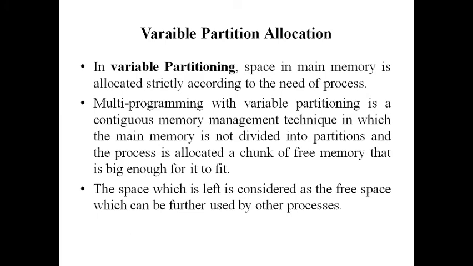The second one is variable partition allocation. So in variable partition allocation, what happens? Space in the main memory is allocated strictly according to the need of the process. This is the theory part. You can take the screenshot of this. We will go with an example now.